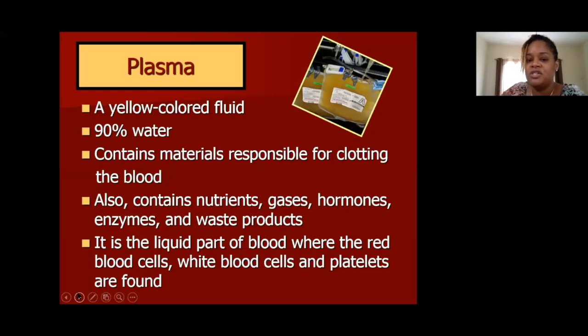So plasma contains our nutrients, our gases. Well, we know some gases are in plasma, but oxygen and carbon dioxide usually attach themselves to red blood cells. We have our hormones in there. We have some enzymes in there, as well as waste products. So plasma is very important to the whole flow of this fluid that we call blood.